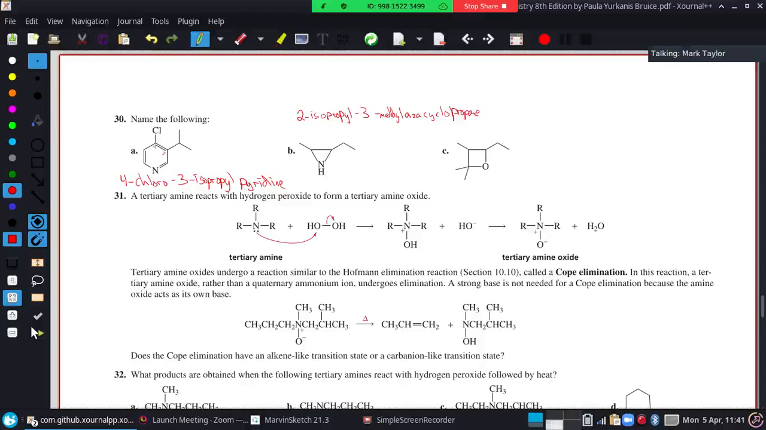And because it's a 3-membered ring with a nitrogen, we could also do the azetidine name. So this is a 2-isopropyl-3-methylazetidine.